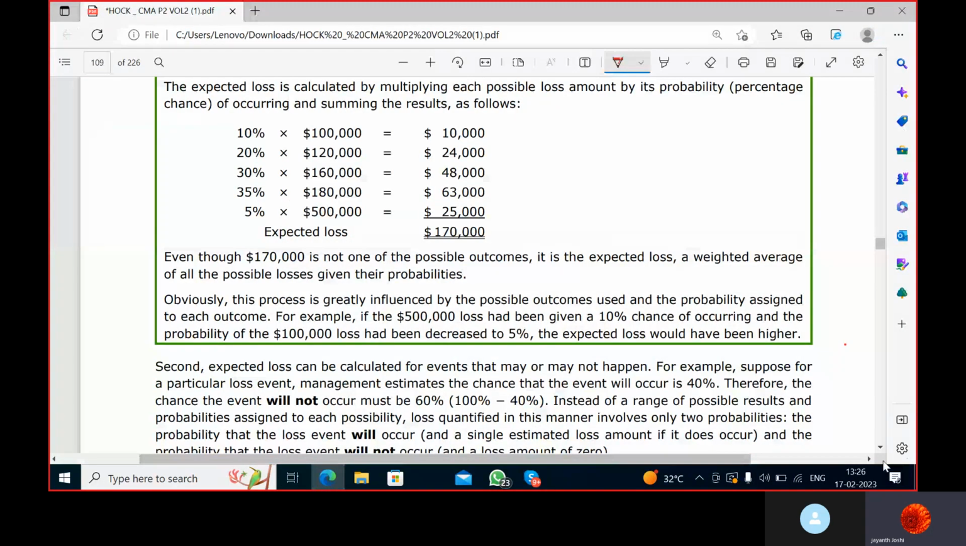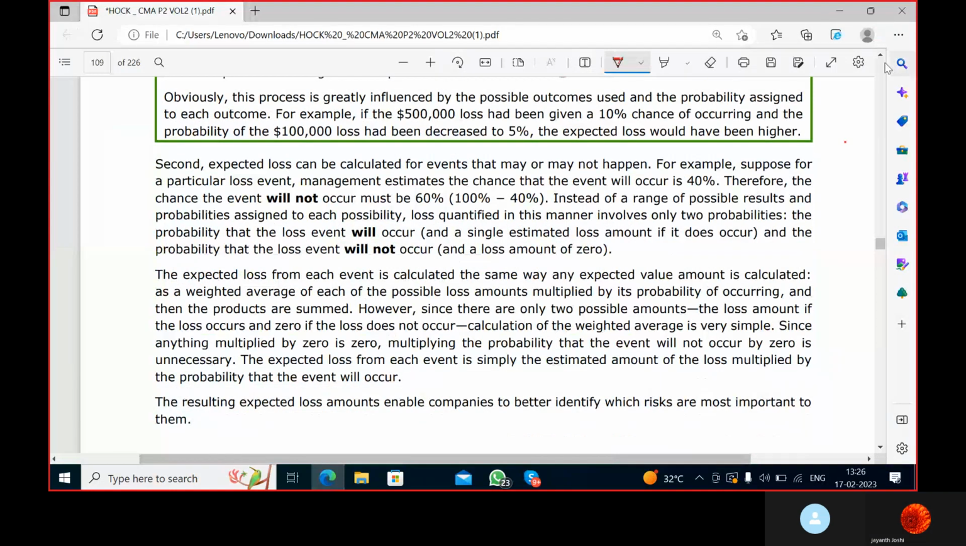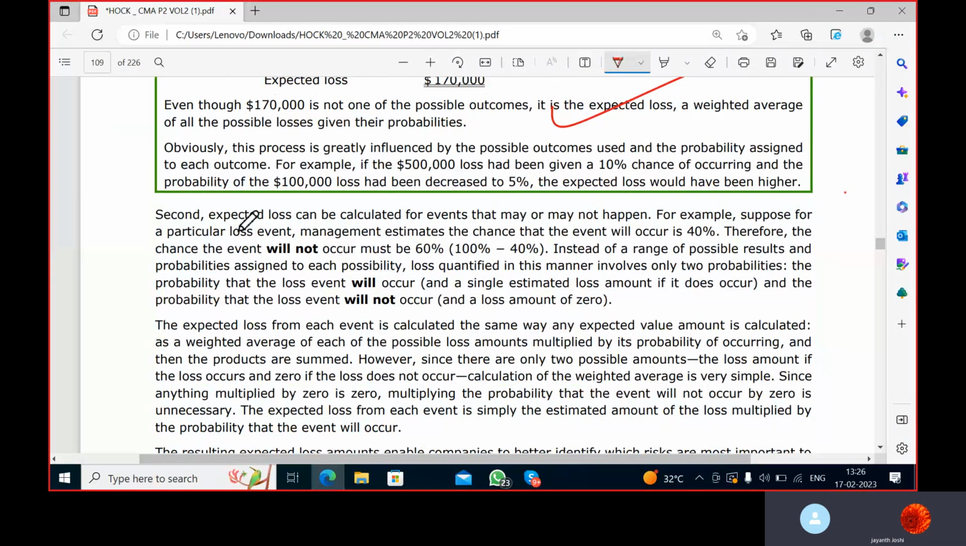So yesterday we finished till here. Expected loss. Let's move forward. Second, expected loss can be calculated for the events that may or may not happen.